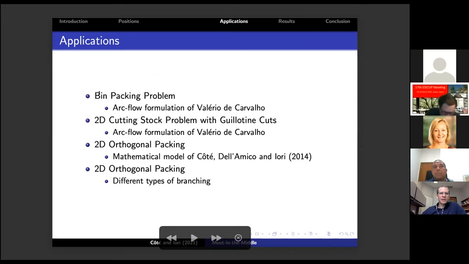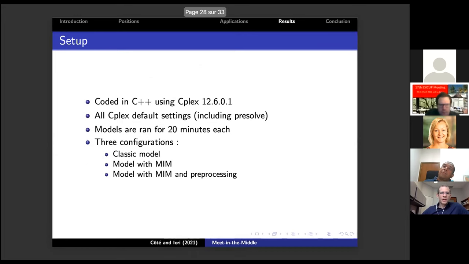I will just do the bin packing problem and the 2D orthogonal packing problem. So I will consider the arc flow formulation of Valério de Carvalho 99. And I will also consider the 2D orthogonal packing formulation of myself, Delorme, and Iori. So my setup is the following. It was coded in C++ using CPLEX. I'm using the default settings of CPLEX. I ran all my models for 20 minutes. And I will test three configurations: the classical model, maybe the normal positions, the normal patterns, or the model that was defined in the paper. Then I will consider the meet in the middle and the meet in the middle with the preprocessing.